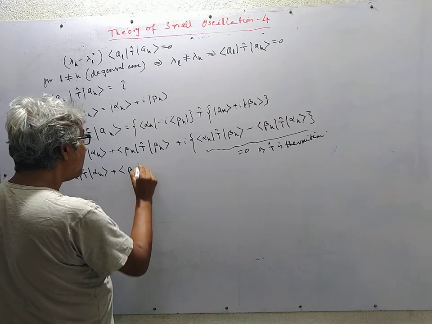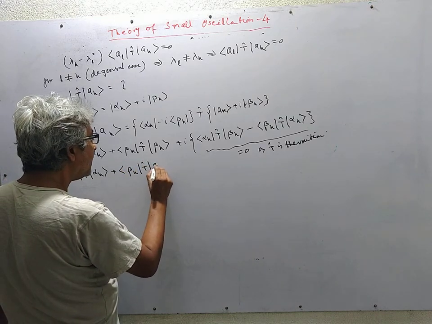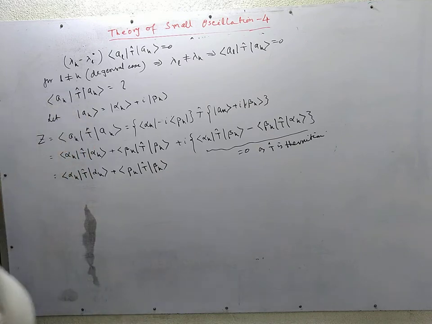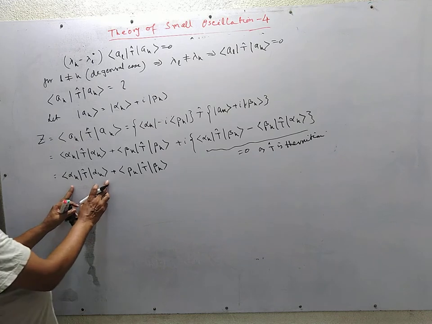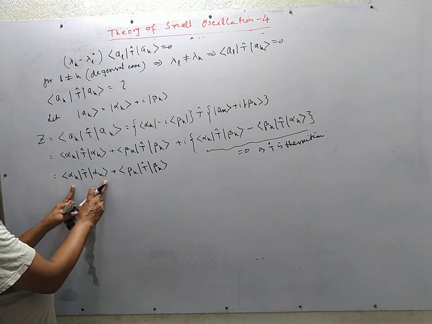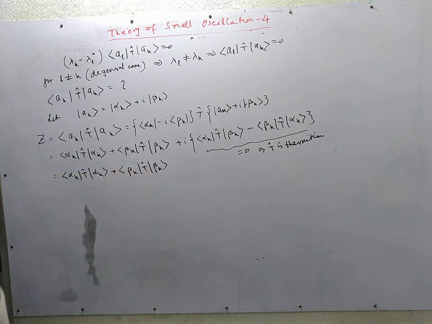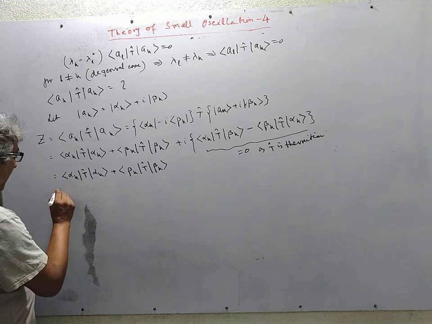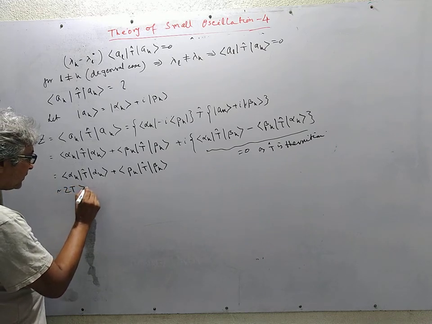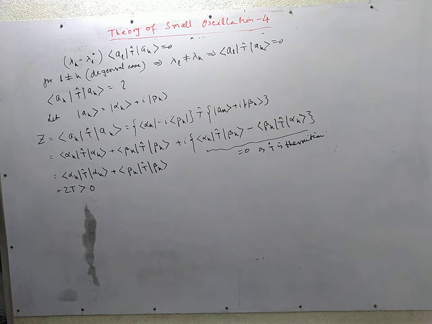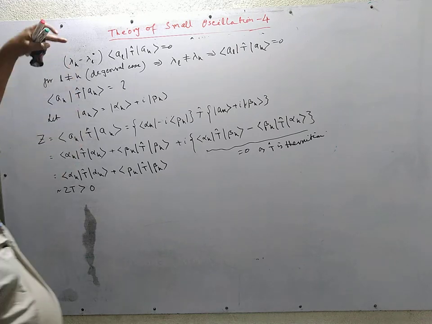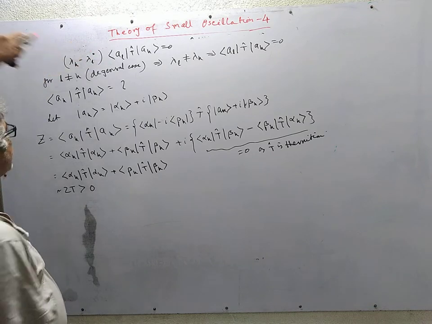If we consider a particle moving with velocity alpha k, then this is the kinetic energy of a particle moving with velocity alpha k, and this is the kinetic energy of a particle moving with velocity beta k. So these are of the form twice T, so it is necessarily greater than 0. So we see that if L is equal to k, what do we get?